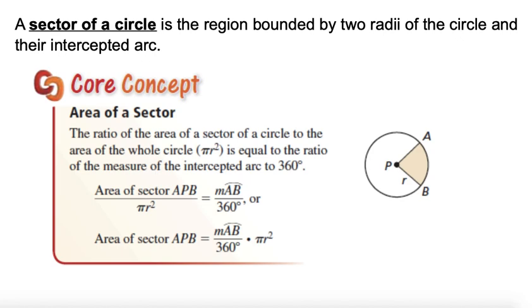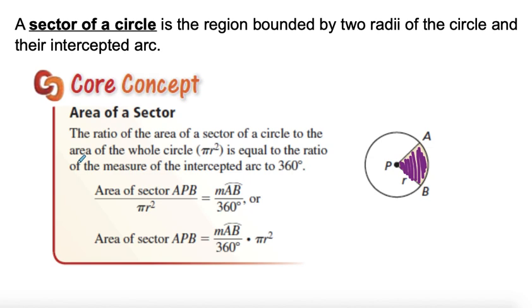Okay, now for this next one, it says that the sector of a circle is the region bounded by two radii of the circle and their intercepted arc. So in this picture, a sector would be what's in orange right here. Not purple. It's that kind of slice that you see that's between the two radii, and then there's the intercepted arc. And so we get this ratio.